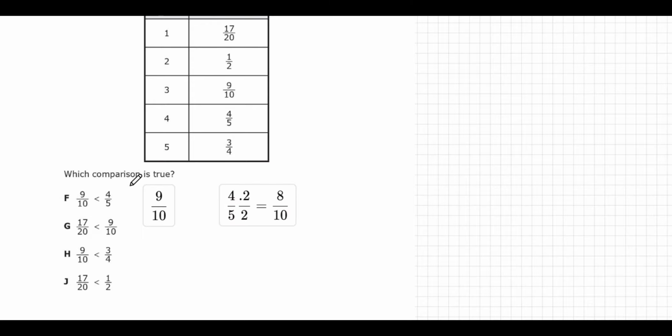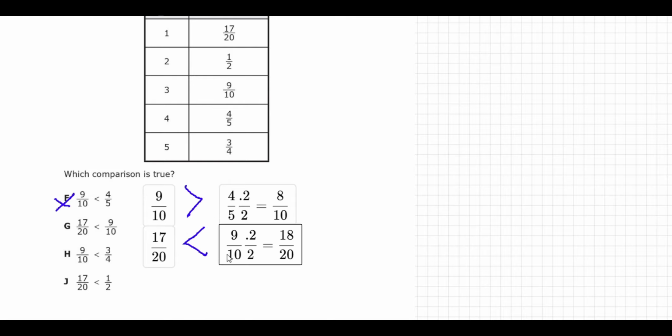Compare 9 over 10 to 4 over 5, which is equivalent to 8 over 10. Option F is not correct. Option G, compare 17 over 20 to 9 over 10, which is equivalent to 18 over 20. Hence, option G is the correct answer.